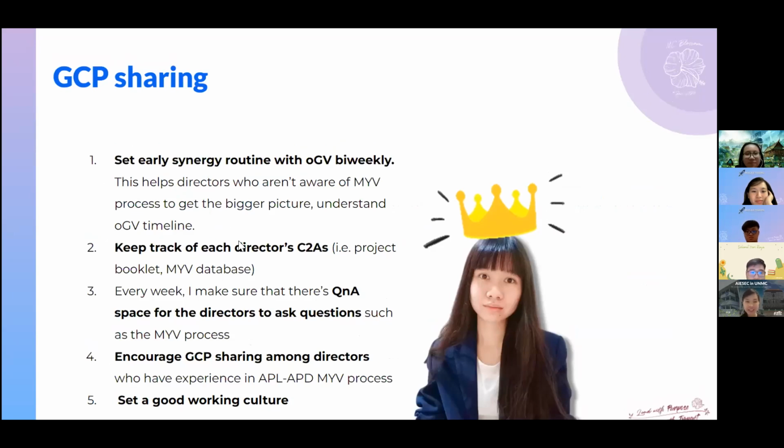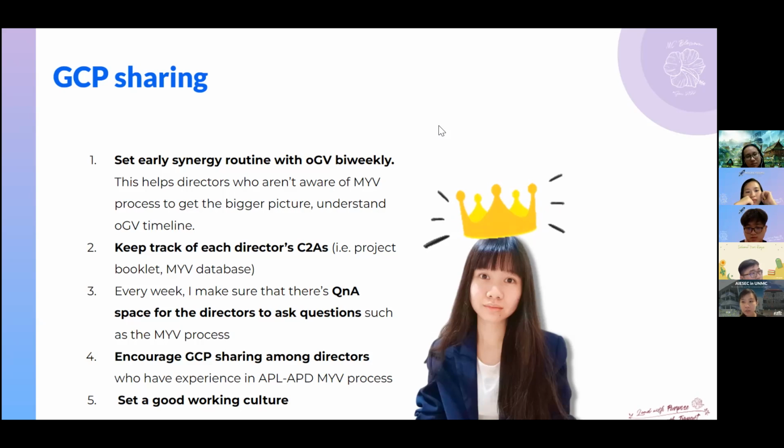Okay, so yeah, these are some of the tips that I can share basically. I think I was really lucky that the OGV side really set an early synergy routine with us, and we sort of set expectations between ourselves, and we constantly ask questions. What's their timeline? This actually helps directors who aren't aware of the MYV process to get a bigger picture. Where is the OGV timeline currently at? And what I do is I try to keep track of my director C2A, let's say how far along they are in the project booklets, and help them check the MIV database. So I really go through with them on what they need to fill in and go through the bottlenecks that they face.